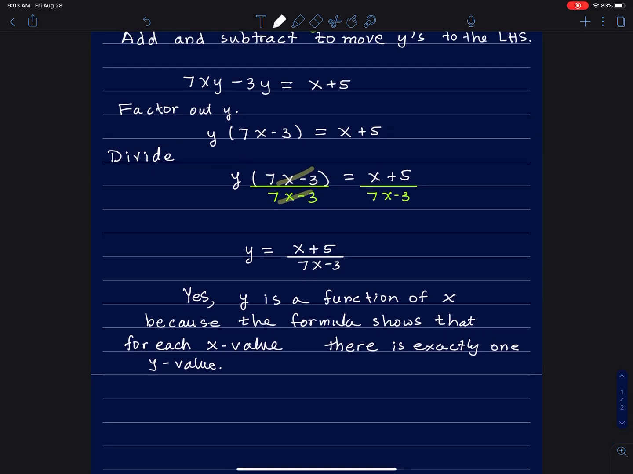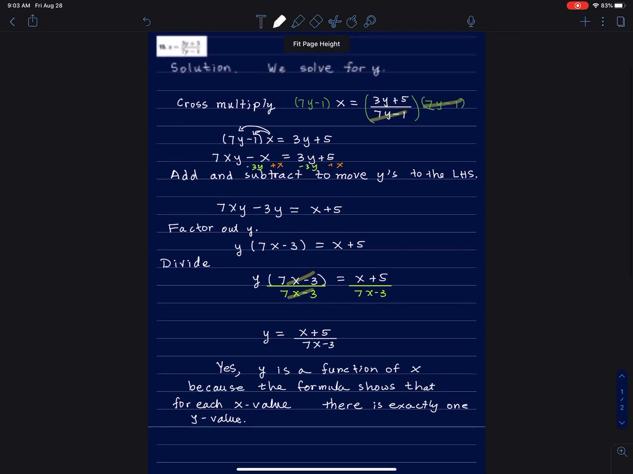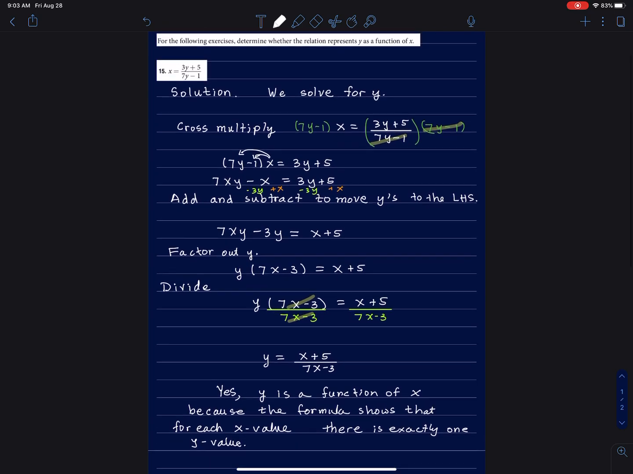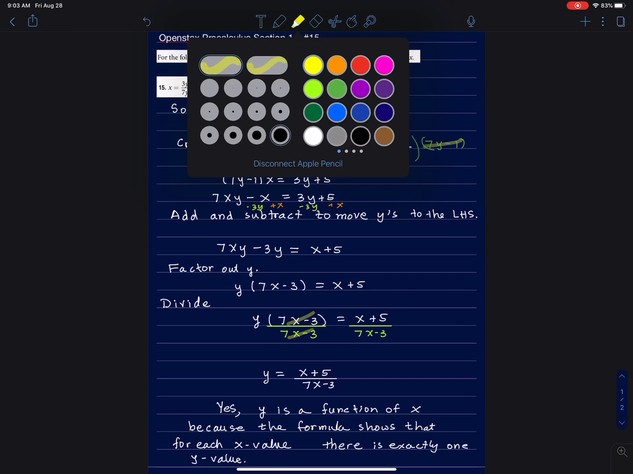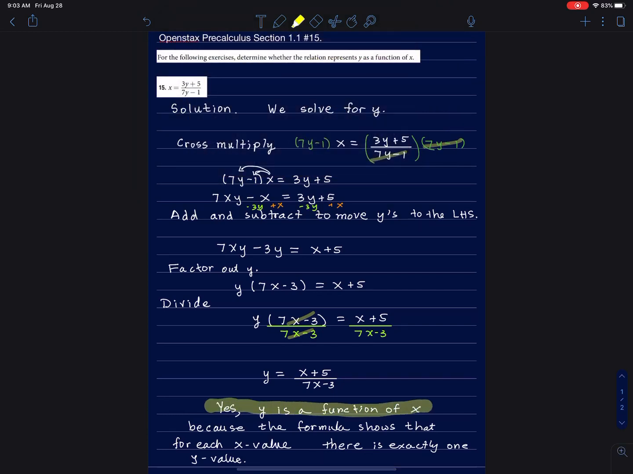Okay, I'll zoom out so we can look at that in total. So this is OpenStax Precalculus 1.1, number 15. And maybe I can highlight the final answers here. Yes, y is a function of x, and that's our final answer, because y can be written as a function of x.